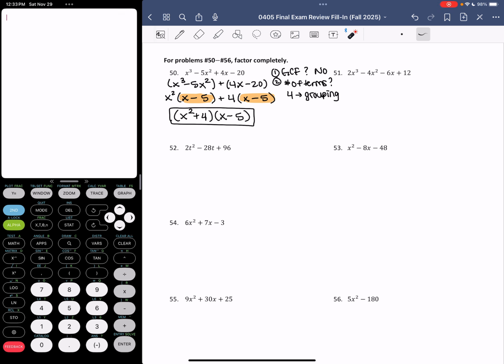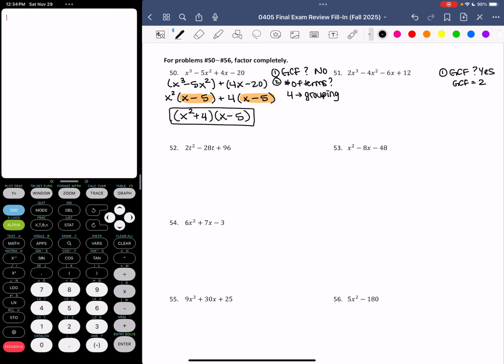Okay, number 51. Similar thing. Step 1, look for a GCF. Is there a GCF amongst all 4 terms? And for the same reason, no, I lied. I was about to say for the same reason, but when I look at all these numbers, 2, 4, 6, and 12, they're all even, which means there is a GCF, and it happens to be 2. GCF equals 2. So I'm going to go ahead and factor that out.